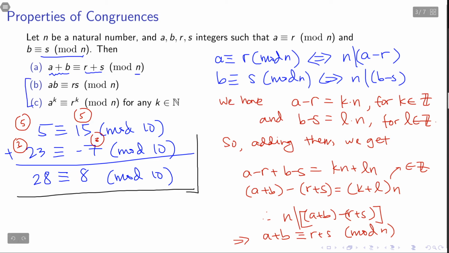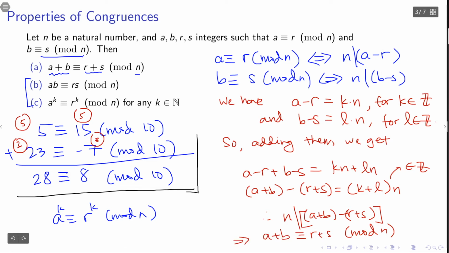B says you can multiply both sides of congruence as long as you're multiplying by things that are also congruent modulo n. And c is basically an extension of b, where it says if you're starting with a and r that are congruent, you can just multiply both sides by a and by r multiple times to get to the powers here.